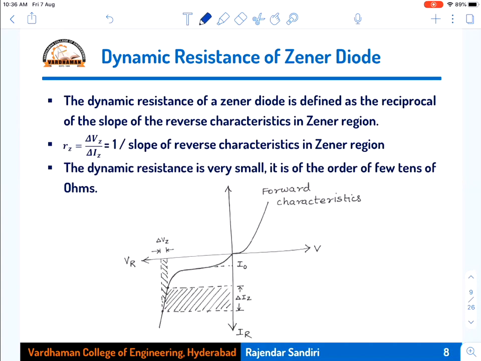Then, how do we calculate the dynamic resistance of the Zener diode? The dynamic resistance of the Zener diode is defined as the reciprocal of the slope of the reverse characteristics. So Rz is equal to delta V divided by delta I. Like we calculated the resistance even for the PN junction diode, right? Here also we'll calculate the resistance for the Zener diode. It is the reciprocal of the slope of the reverse characteristics. In the reverse characteristics, if you see, this is delta Vz, delta Iz, then the ratio of delta Vz to delta Iz is your Rz.